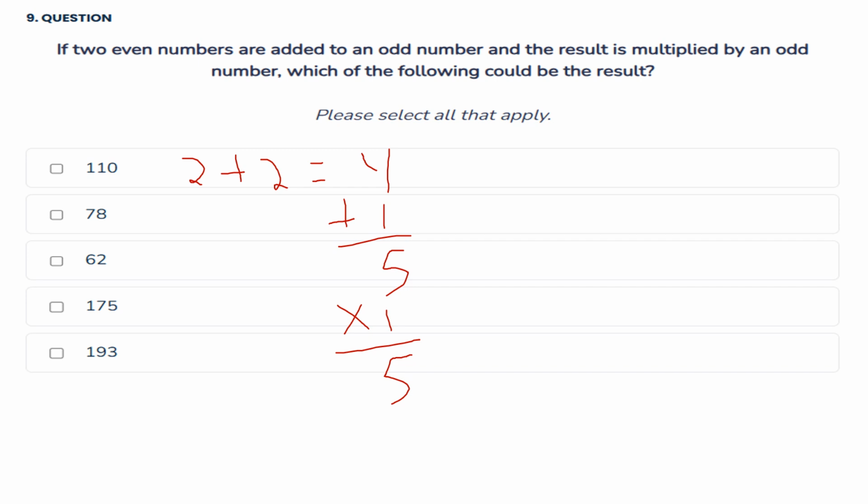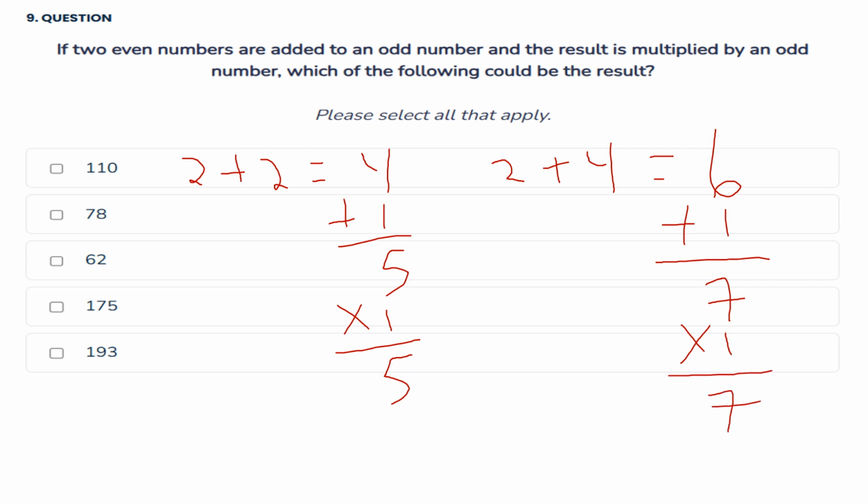All right, if I'm not entirely convinced that that's correct, I'm going to try some more odd and even numbers. So let's try 2 plus 4. Those are two even numbers. That gives us 6. And then I add a 1 as the odd number. That's 7. And then I multiply by another odd number. That gives me 7. So it looks like whatever numbers I put in, the number is going to be odd. So with that being said, the answer is going to have an odd number in the ones place for sure. So it's going to be that, and it's going to be that.